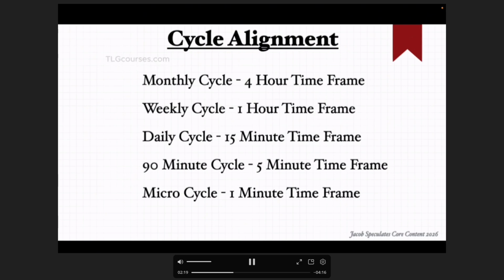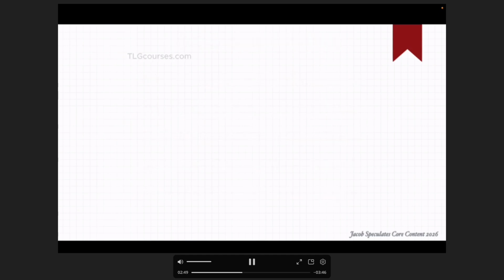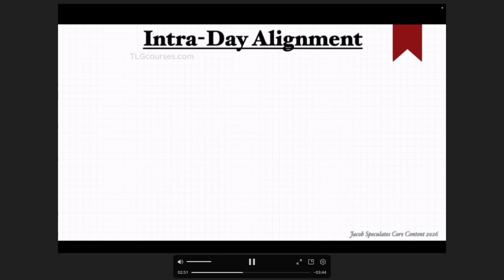Well, if you've been following along, we still utilize the microcycle and the 90-minute cycle, but for the bigger picture we mainly focus on the monthly, the weekly, and the daily cycle. But for all of these cycles, this is the important thing that you want to have written down, right beside you, and memorized. And we really only use the 90-minute cycle and the microcycle when it comes to intraday trading, which is what we're going to talk about after this slide. So now that you have all of this, we will get into intraday alignment.